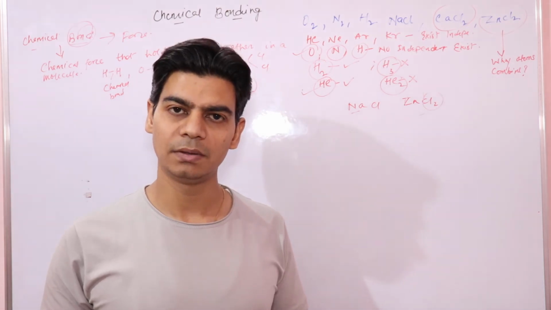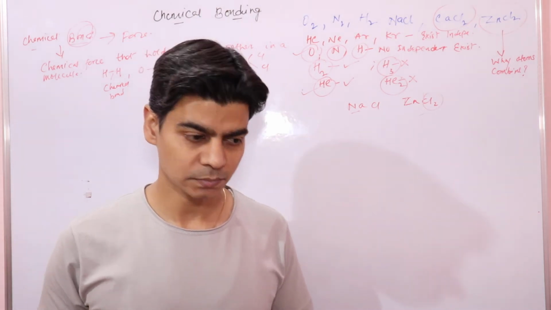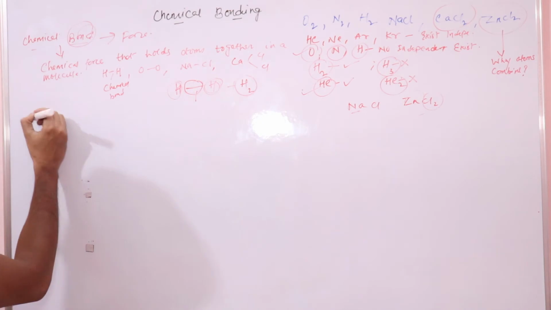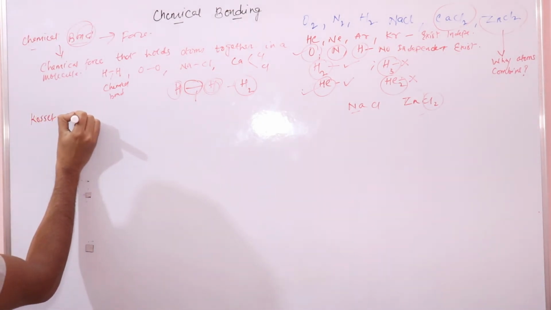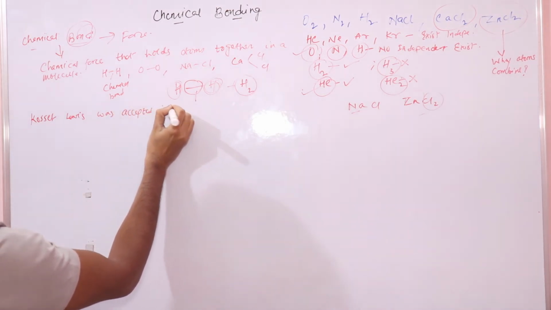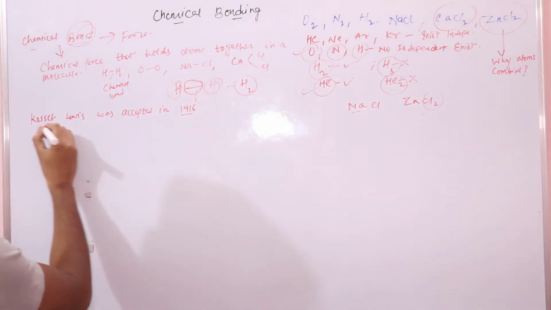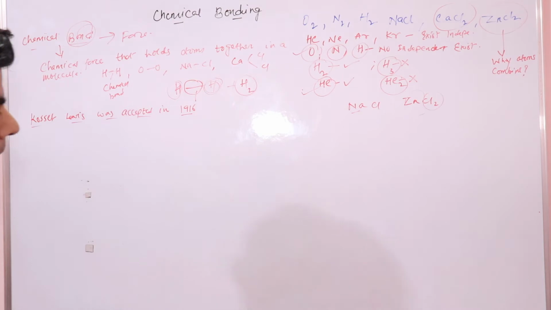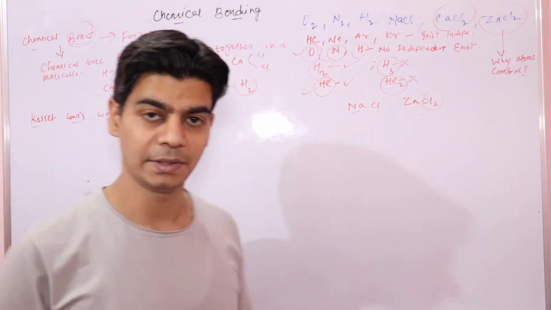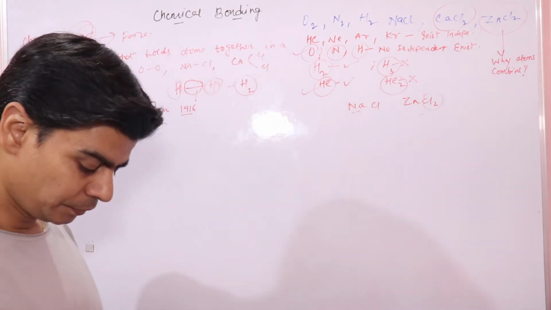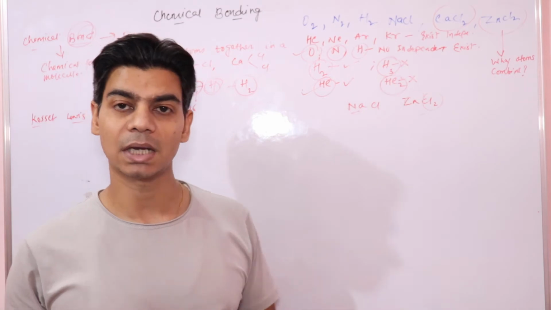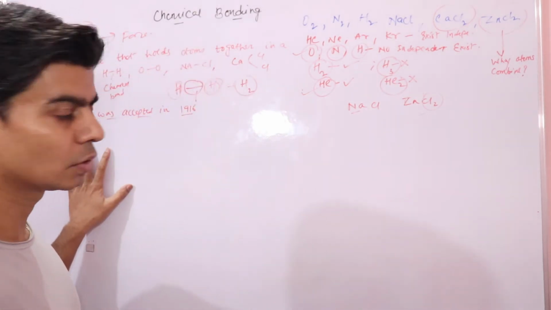Various theories were given by different scientists at different times. The theory that was accepted was the theory of Kossel and Lewis, accepted in 1916. They developed this theory independently. Based on this theory, we answer the reason for chemical combination. This theory is used to look at the cause of chemical combination. The chemical combination occurring between atoms, the reason for that is given by Kossel and Lewis theory.